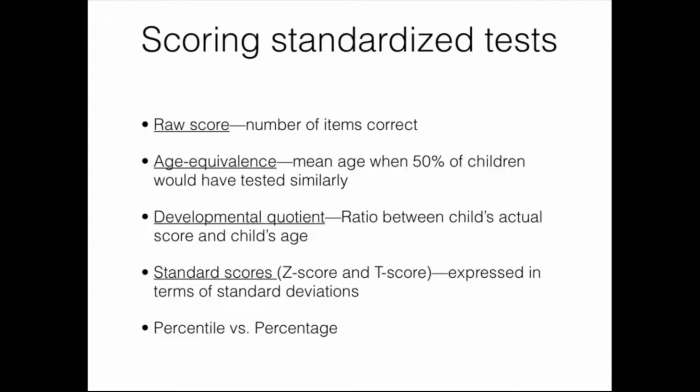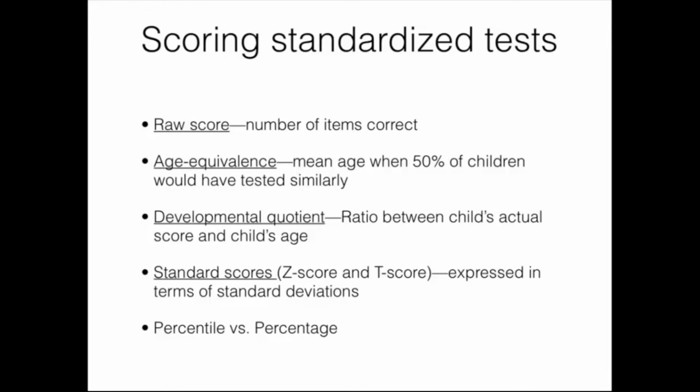Oftentimes we also get a standard score. This can sometimes be a Z-score or a T-score, and this is expressed in terms of standard deviations. So we'll get whether the child was 1 standard deviation below the mean, 1/2 standard deviation above the mean, etc. And then a very important distinction to make is a percentile versus a percentage.